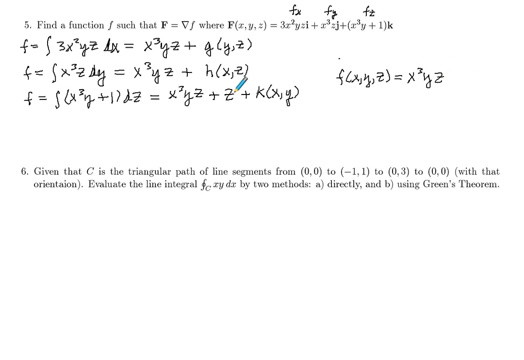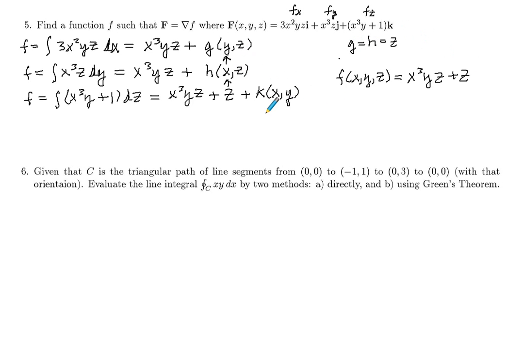And then this term depends only on z. These two could have added terms in y and z or x and z. So this z is our h of x, z, and it's also our g of y, z. So g equals h is going to equal z. So another piece there, plus z. And that takes care of these two functions.